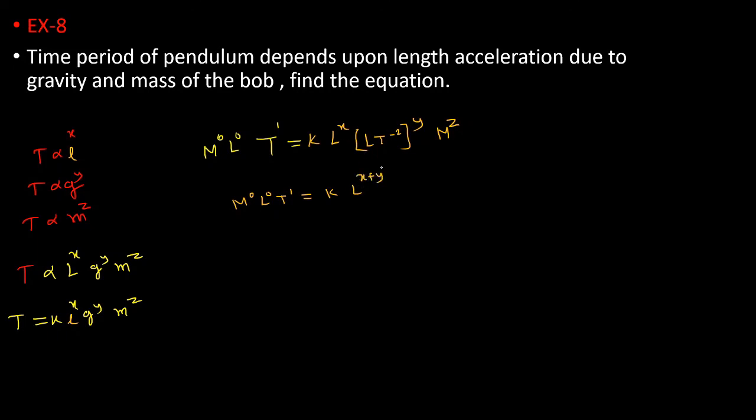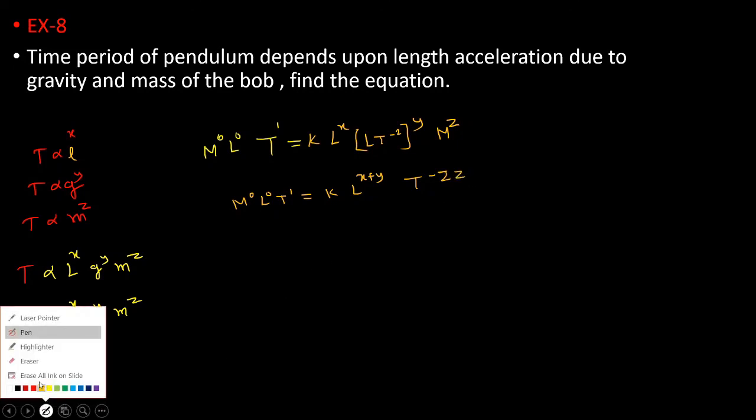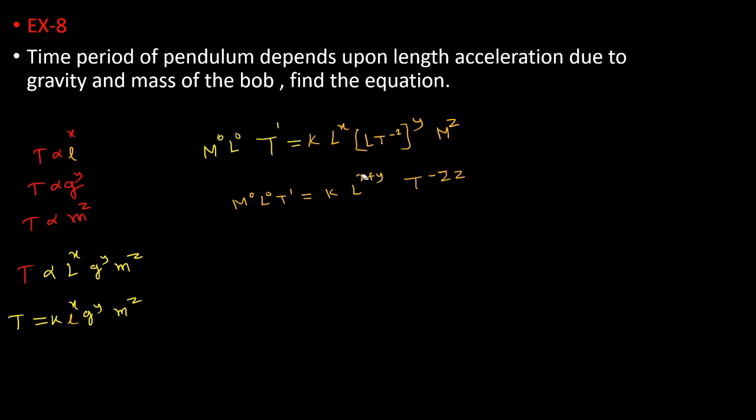So L to the power x plus y. Look, if I remove the bracket and multiply the power with y, it will be L to the power y. Clear? And what about T? T to the power minus 2y. So at first write m to the power z, L to the power x plus y, and T to the power minus 2y, right?